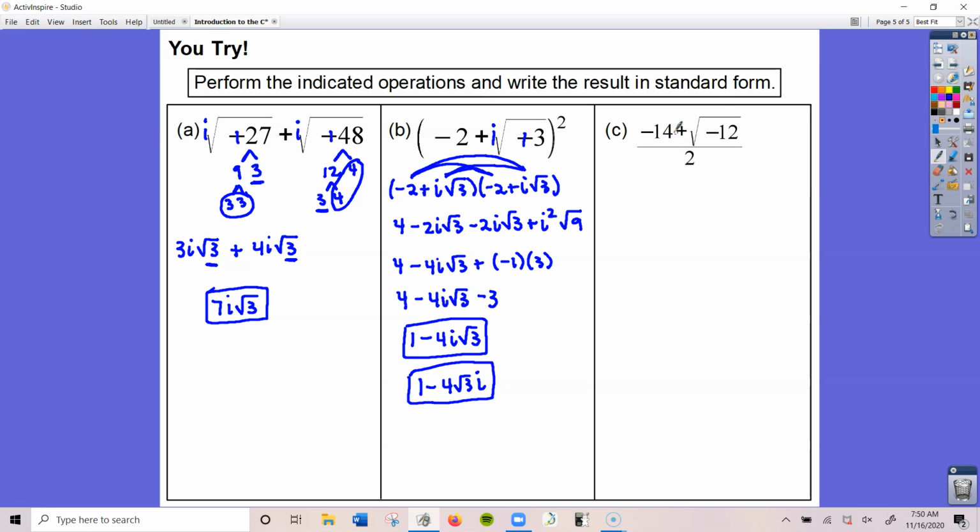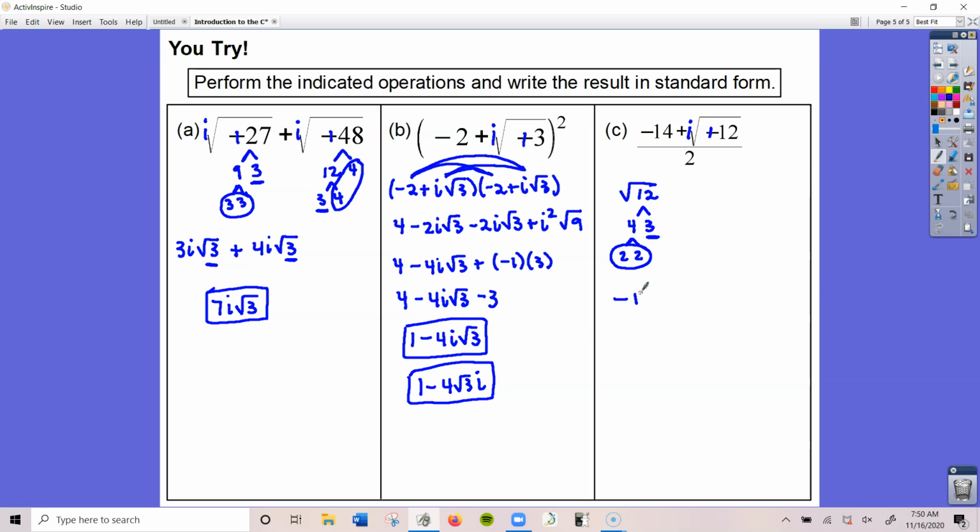So negative 14 plus the square root of negative 12, and everything is over 2. So just like before, I'm going to make this positive, and I'm going to see first about simplifying this square root. So the square root of 12 can be broken down to 4 and 3, and 4 is 2 and 2. So here's my pair, and this 3 will have to stay inside of the square root.